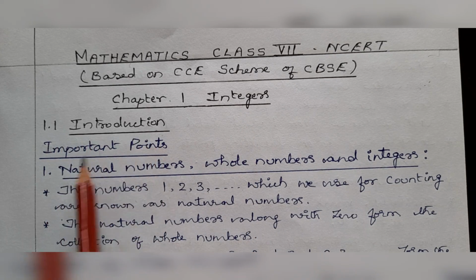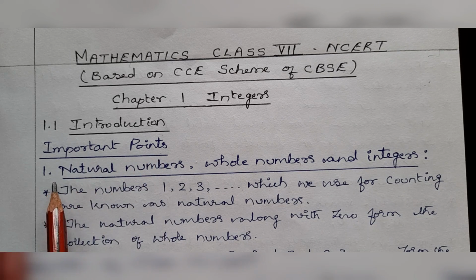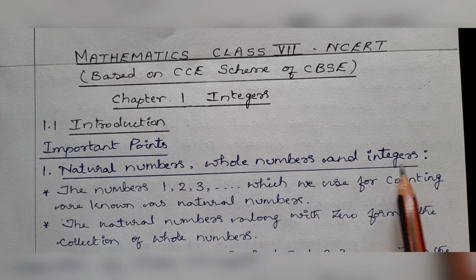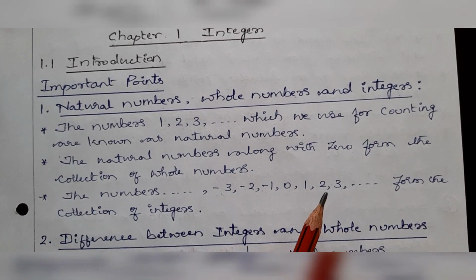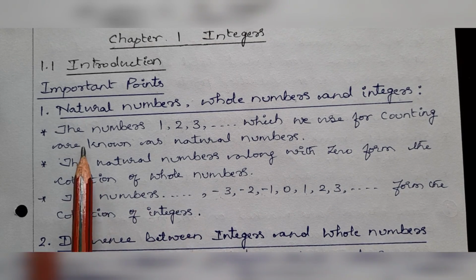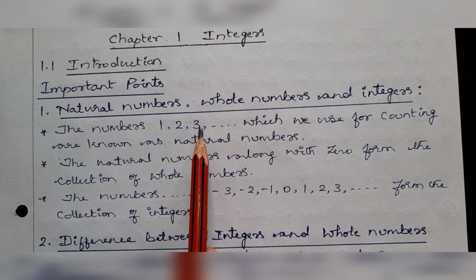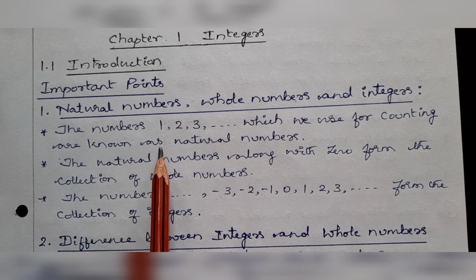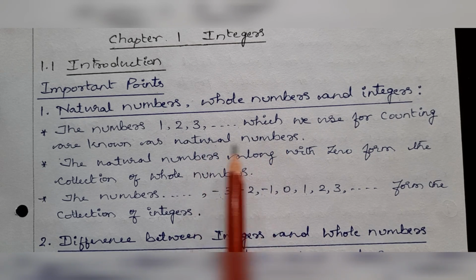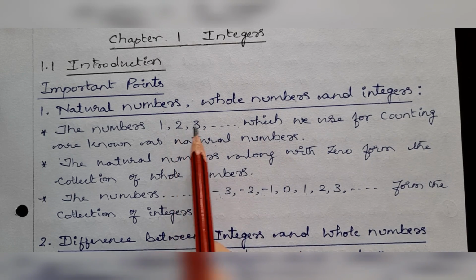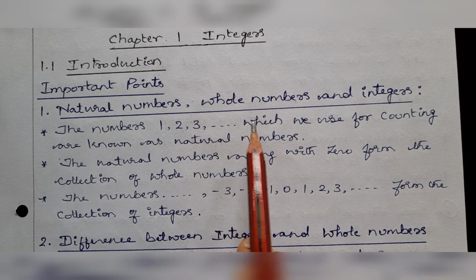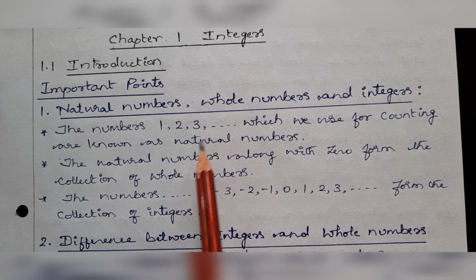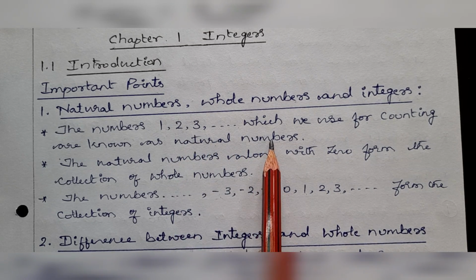1.1, Introduction, Important Points. First one, Natural Numbers, Whole Numbers and Integers. The numbers 1, 2, 3, etc., which we use for counting are known as natural numbers. Natural numbers means 1, 2, 3, 4, 5, and so on. Itara count madkondu hodre, navu adanna natural numbers anta call madtivi.